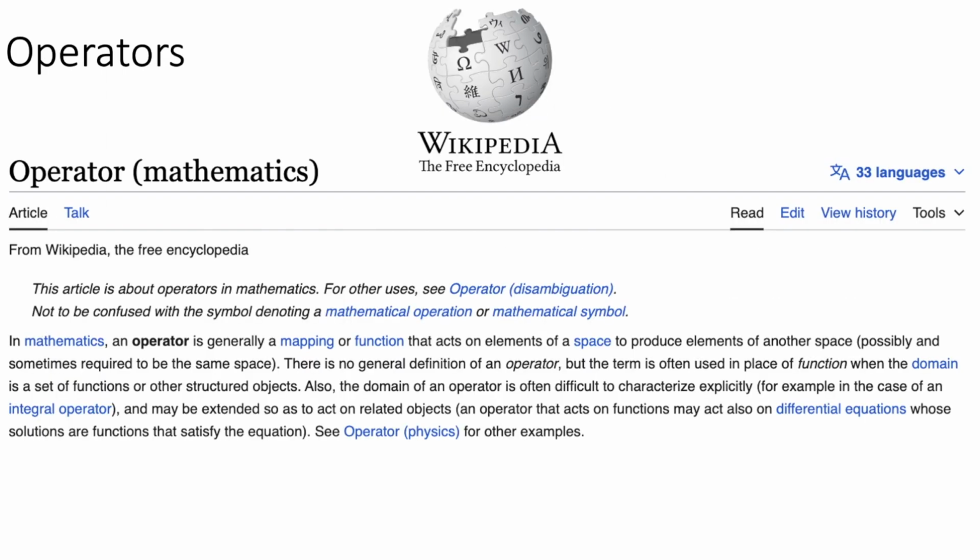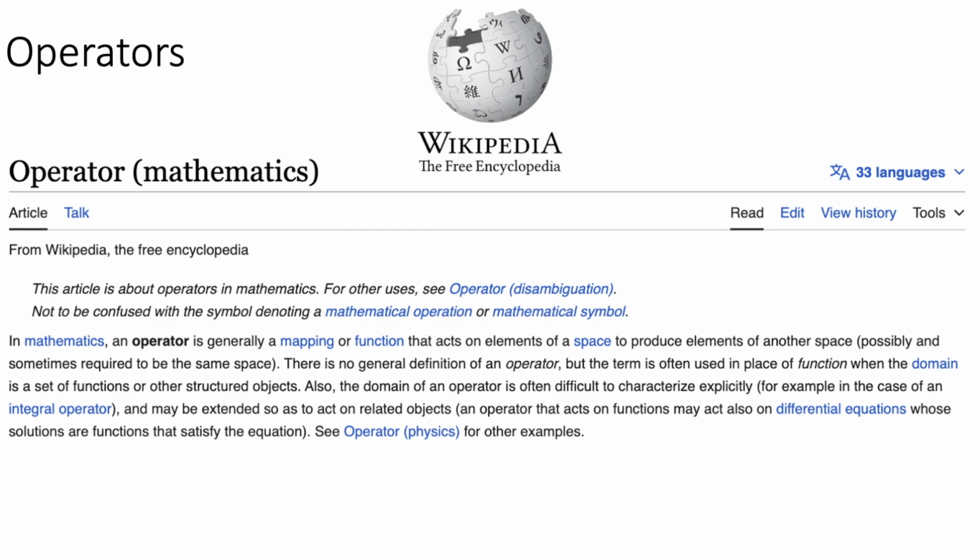All right, up next, I want to talk about operators. An operator in mathematics, it's funny, it's one of those things that you know it when you see it, but to put it into words is a little tough. And I felt a little better as I was working on these slides when I saw on Wikipedia the sentence that says, there is no general definition of an operator, but the term is often used in place of function, and so on. So that made me feel a little bit better. But basically, it's something that operates on something to produce elements of another space.